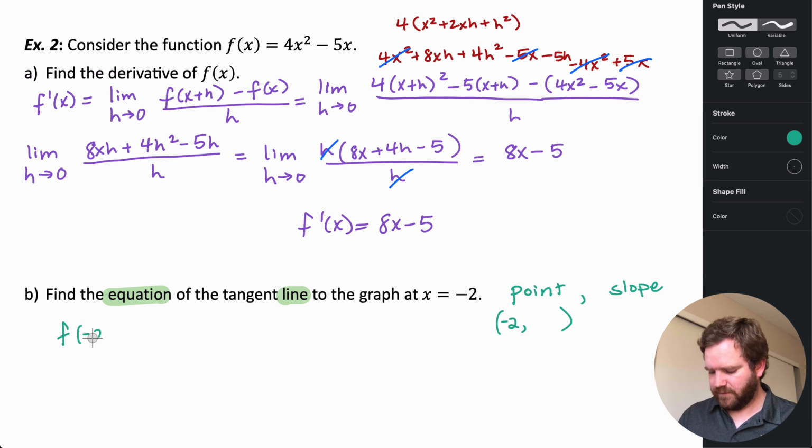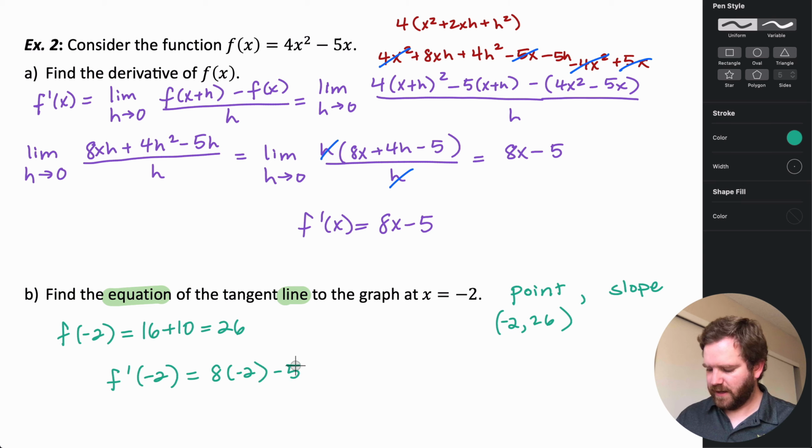So what is f of negative 2? F of negative 2 is, so negative 2 squared, that's positive 4 times 4 is 16. Negative 5 times negative 2 is positive 10, giving me 26. So that's the point there. And then my slope would be my value of my derivative at negative 2. So plugging in negative 2, that's 8 times negative 2 minus 5. So negative 16 minus 5 is negative 21. So this tells me that my slope is negative 21.